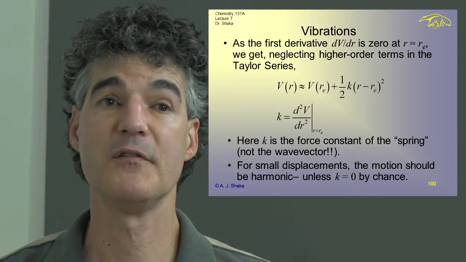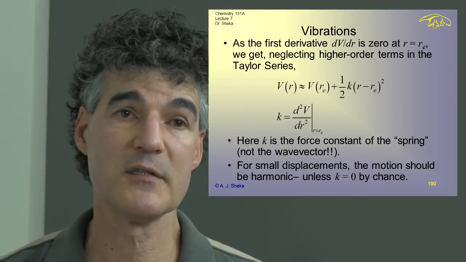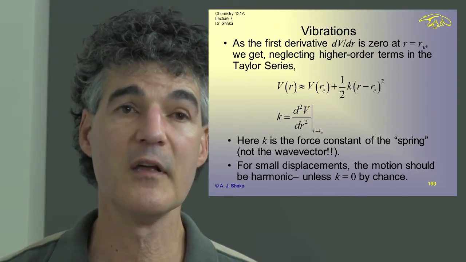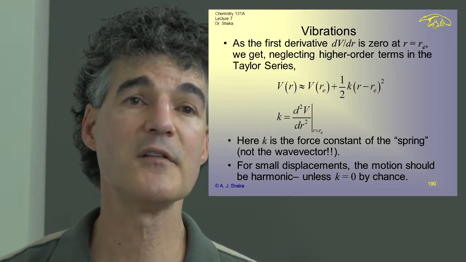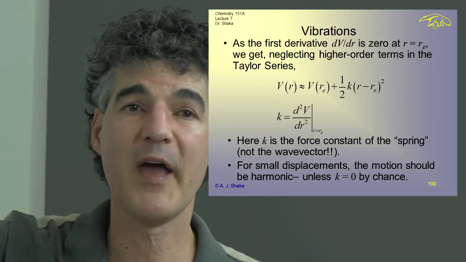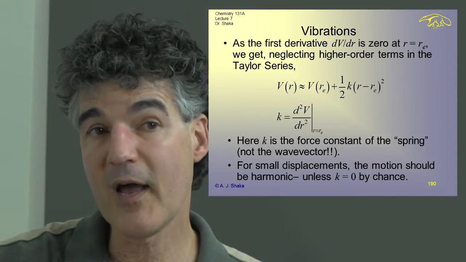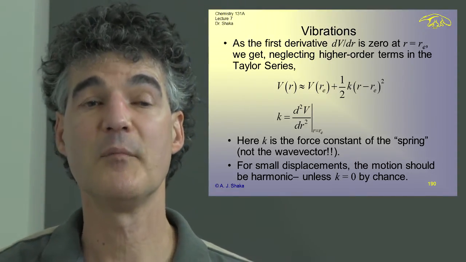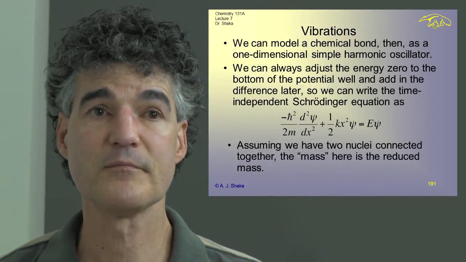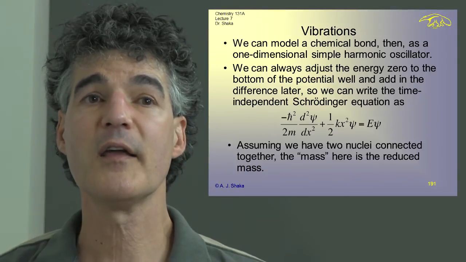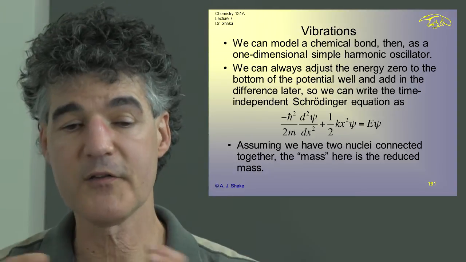If k happens to be 0, then that term goes away, and then the whole motion is described by something very funny, whichever terms are left over. But usually k is not 0 because the thing comes down and goes back up, and so it has some part of it that's quadratic, and around the bottom that's going to be the main part of the actual potential. Therefore, we can model a chemical bond as a one-dimensional harmonic oscillator.